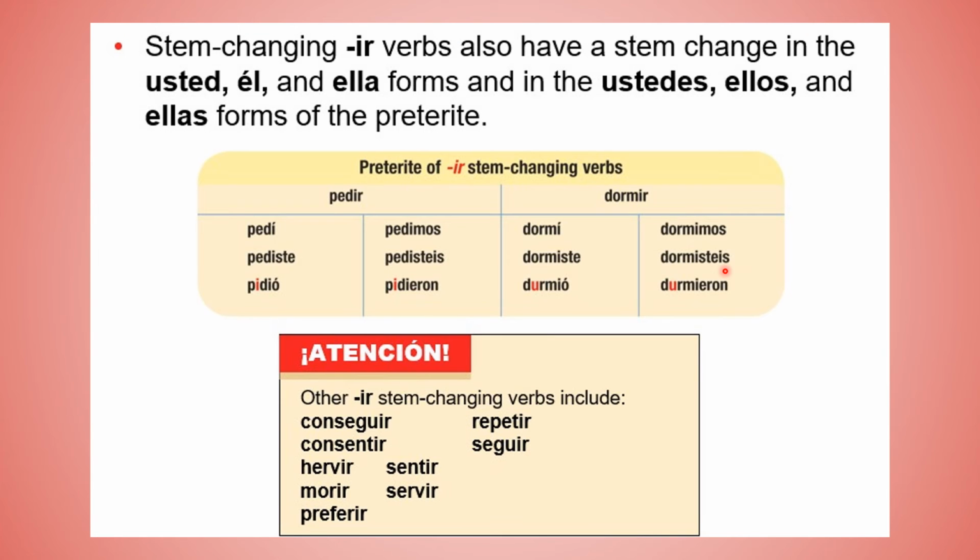And stem-changing -ir verbs also have stem changes in the usted, él, and ella forms, and also the plural form as well. As noted here, we can see some of the preterite of -ir stem-changing verbs, such as pedir, so that e in the él, ellos turns to i, and in the plural form as well.